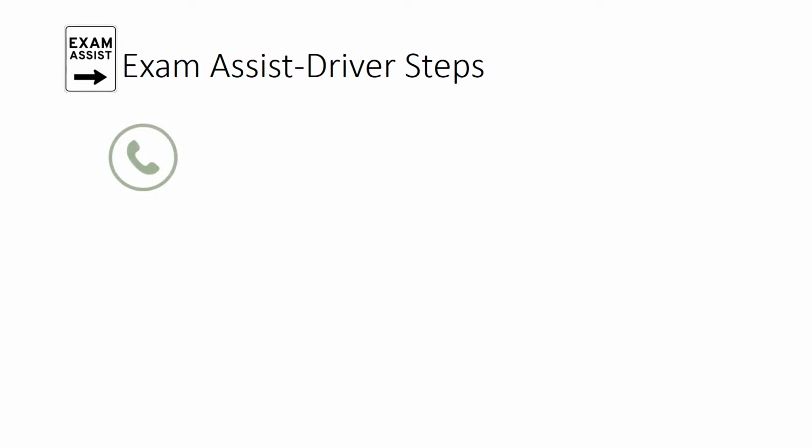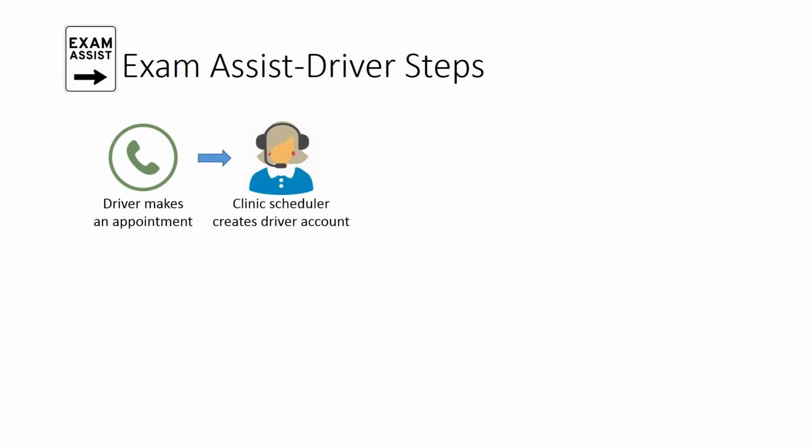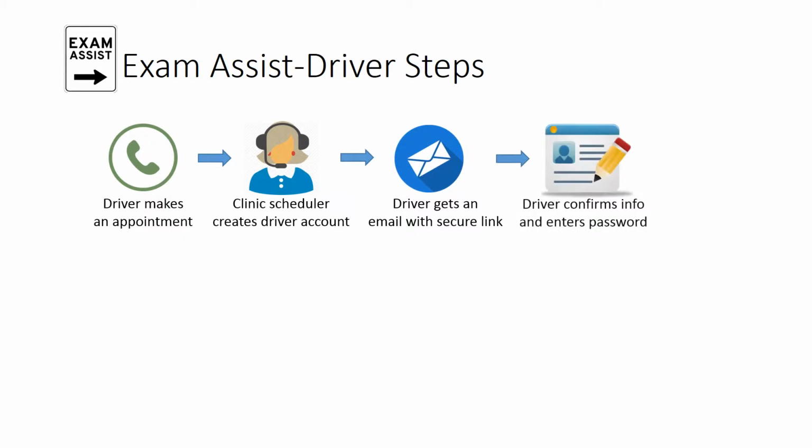So how does this all work? Well, it begins when a driver calls your clinic to make an appointment, and your clinic scheduler inputs some driver information into our system, which triggers an email to the driver with a secure link to start their online health history form. The scheduler does let the driver know that they will be asked to fill out a form online before their scheduled appointment. The driver then confirms the information that he or she gave over the phone is accurate and begins the online questionnaire.